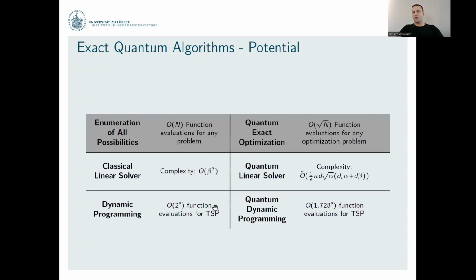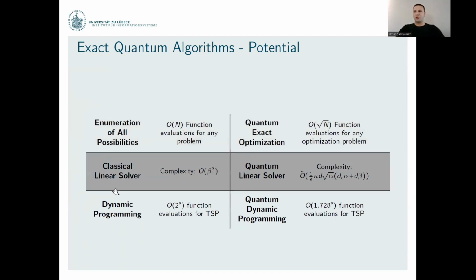So let's see the potential of these algorithms. To enumerate all possibilities on a classical computer, we are going to require order of n function evaluations, where n is the size of our search space. But with quantum exact optimization, we require only the square root of that.